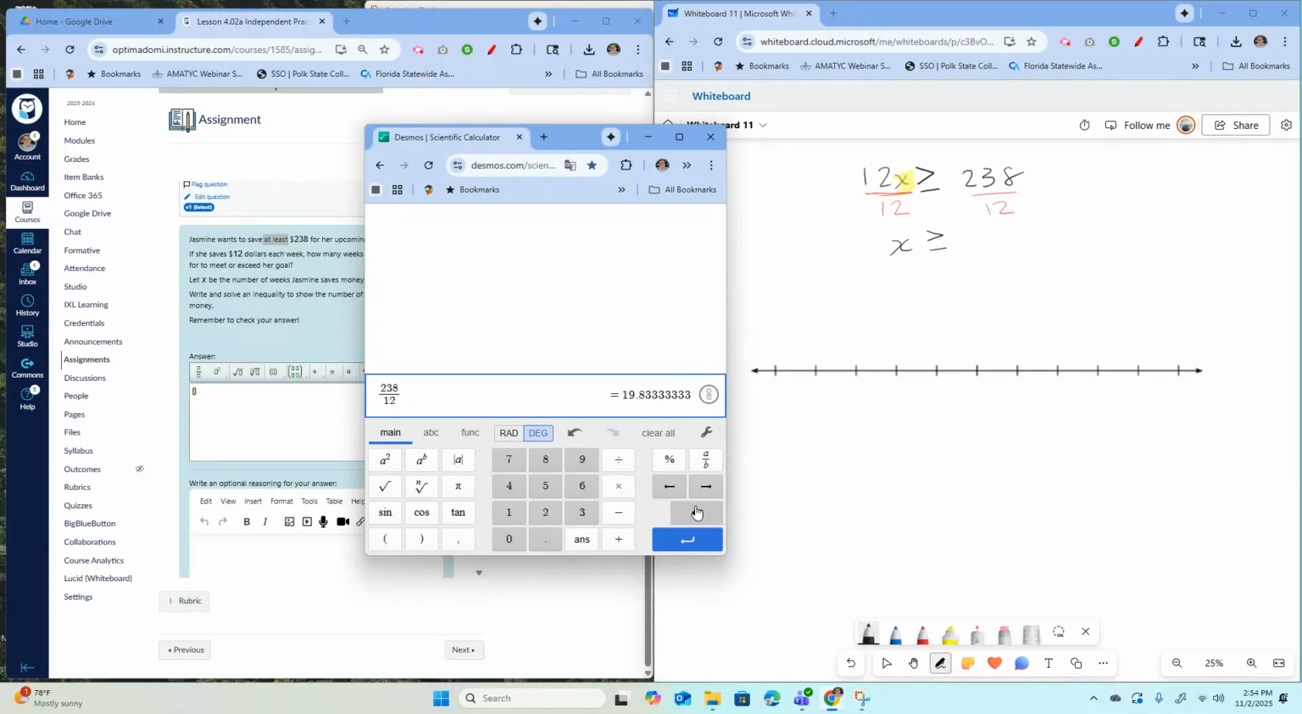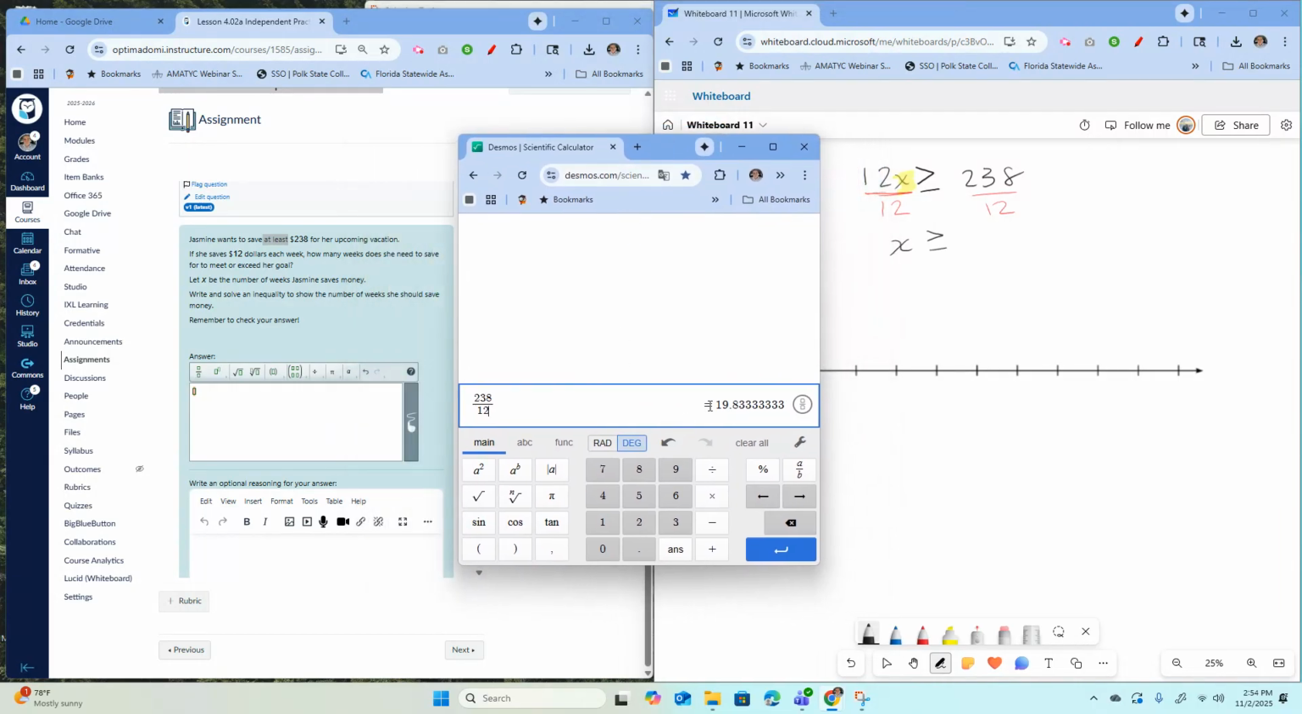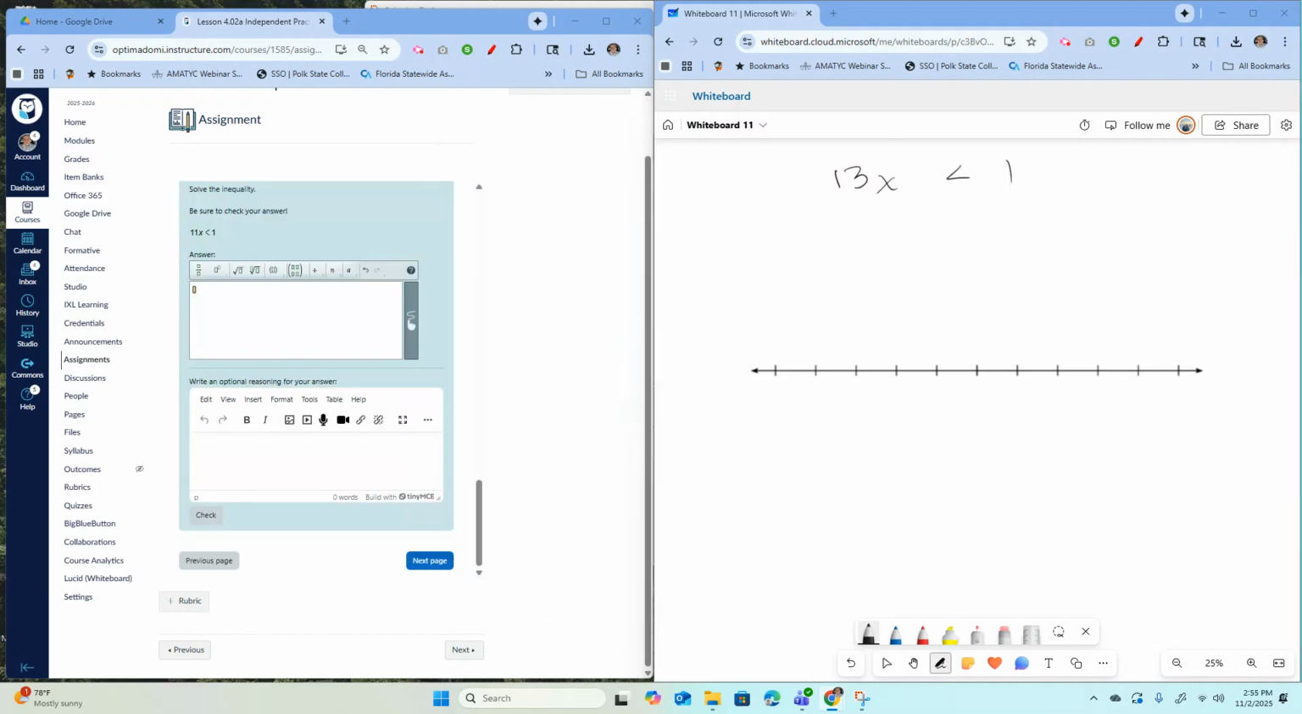And you can see you're going to get a decimal. Let me make sure that I put 238. Did I write the number correctly? I'm just checking, yep. So how much does she need to save? She needs to save around $19.83 every week. Okay, so she can reach her goal of saving $238 or go beyond that goal, saving that amount of money. Okay, so $19.83. Let's go to the next one.